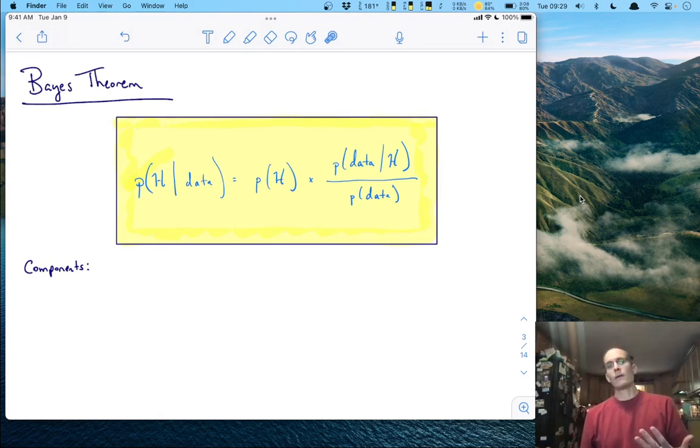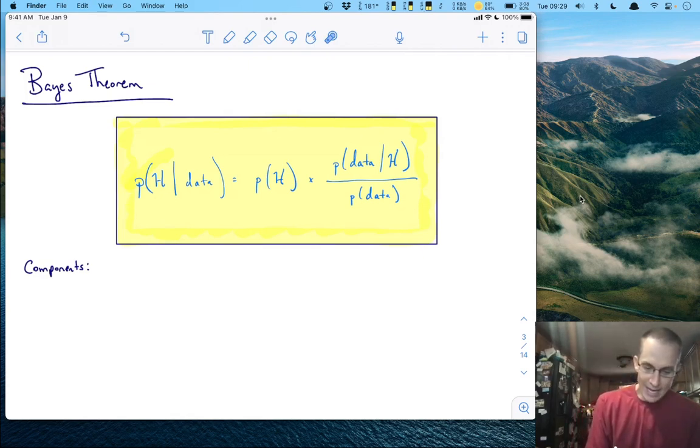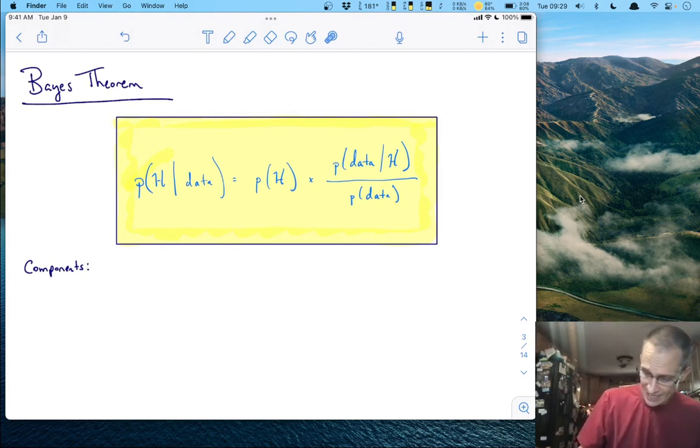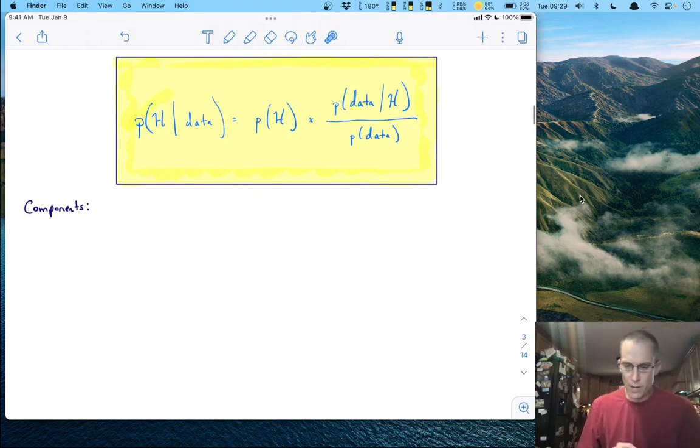For us, the way I like to think about Bayes' theorem is written in this form. It says that the probability of a hypothesis H given some data is equal to the probability of that hypothesis times the probability of the data given the hypothesis divided by the probability of the data. Now, in symbols, this is probably not very elucidating right now, so let's talk about what each of these components means so that we can come up with an easier way to remember Bayes' theorem, and I promise you, it's very easy to remember. So let's look at these components from left to right.